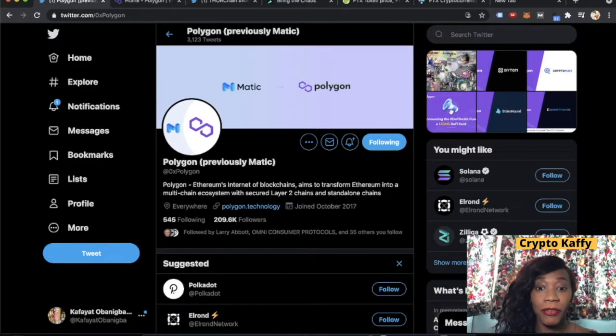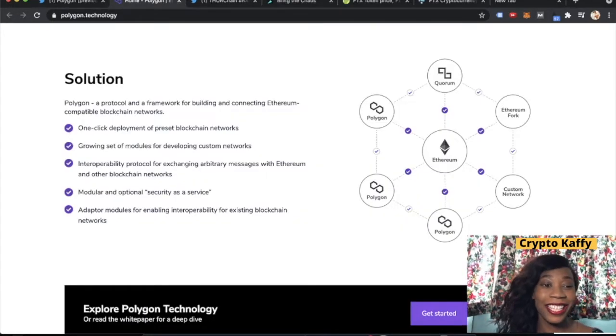It aims to transform Ethereum into a multi-chain ecosystem with secured layer 2. What it's doing is providing a solution. If you do some research on Polygon, you can see that they're trying to provide a solution, and this is probably one of the reasons why it's done so well. It's continuously growing. If you check the whole roadmap behind Polygon, you'll see all the great things they're going to do. It's a protocol and a framework for building and connecting Ethereum blockchain networks, so it's going to make things easier for a lot of people. That is one of the reasons why potentially it has continued to grow.